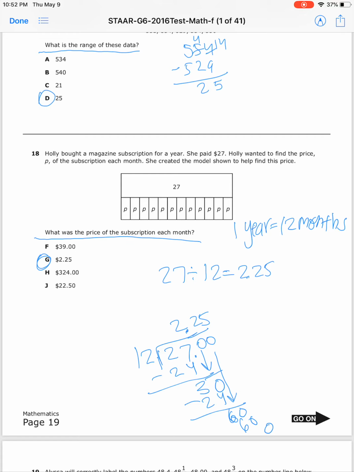There we go. Well, you get the gist. For some reason, my pen's not wanting to write very well for me today.